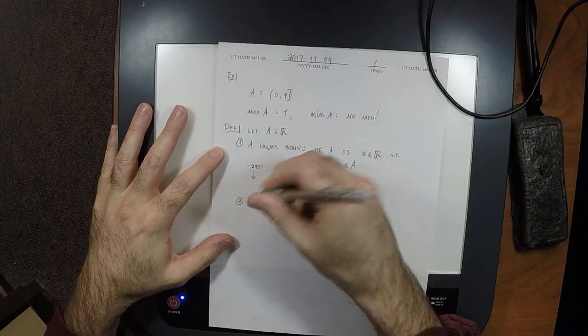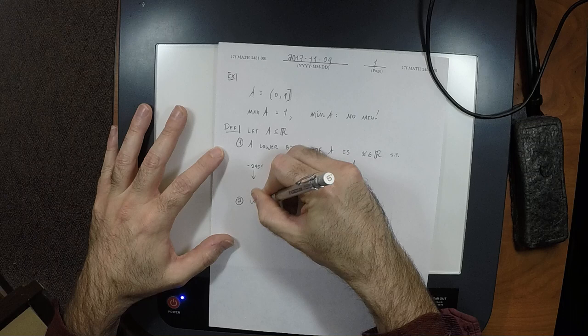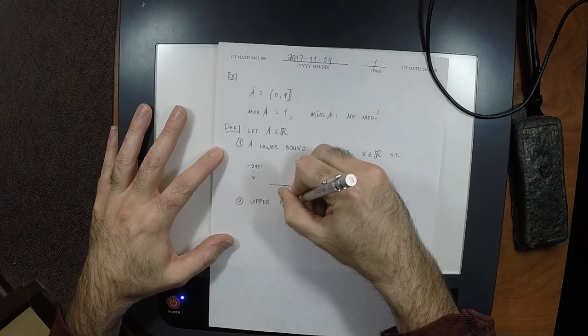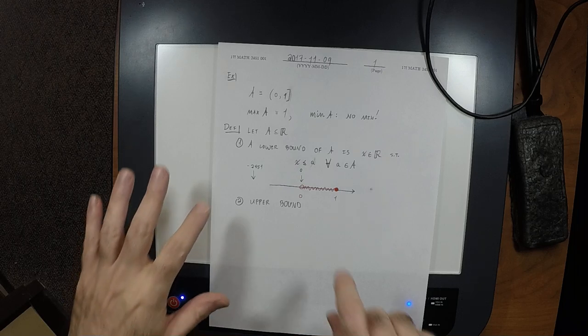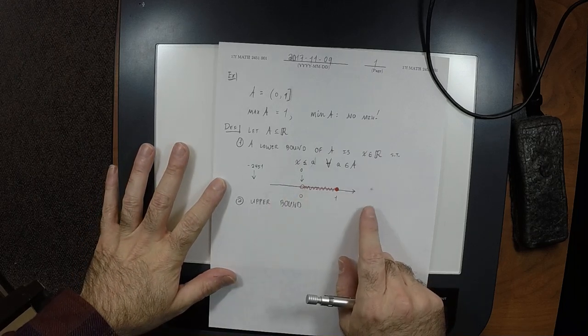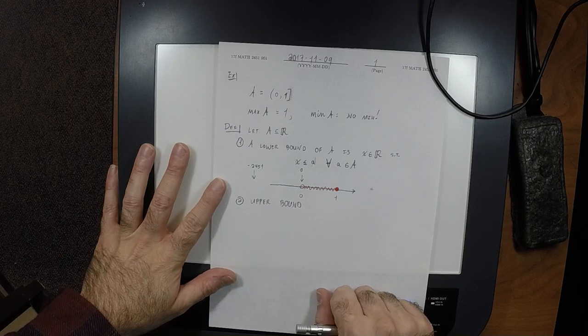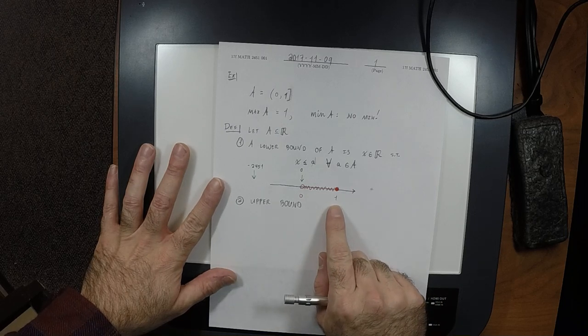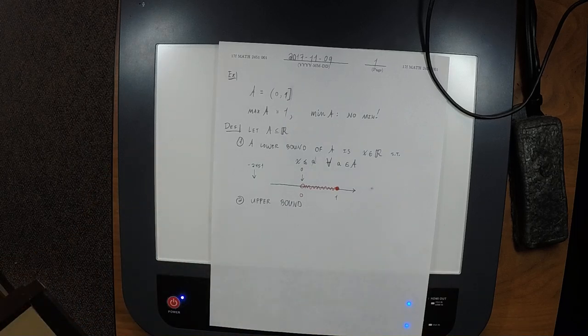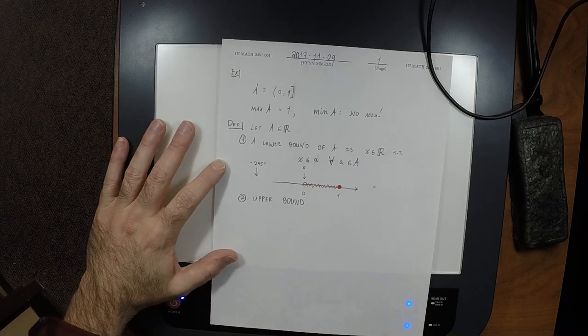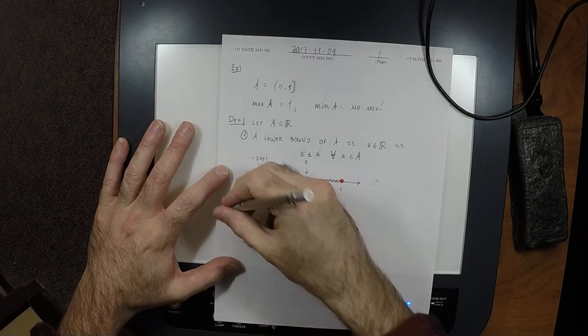So 2, I'm just going to write upper bound because I think that you can understand what that means. So an upper bound is a value that's greater than or equal to all values in the set. So how about again for this set, what's one particular upper bound? 1. 1 is an upper bound. What's another one? 2451. Okay, great. So those are upper bounds.